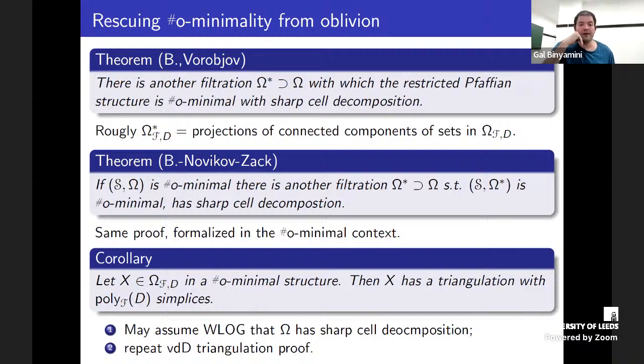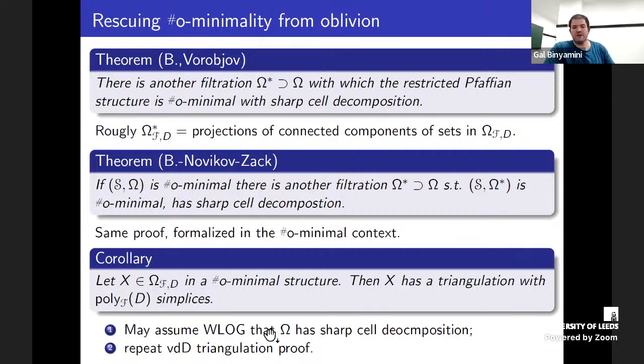Suppose that you have X of format F and degree D in a sharply o-minimal structure. Then X has a triangulation with poly(F, D) simplices. So the number of simplices in the triangulation is some polynomial in the degree, depending on the format. And the proof goes like this.